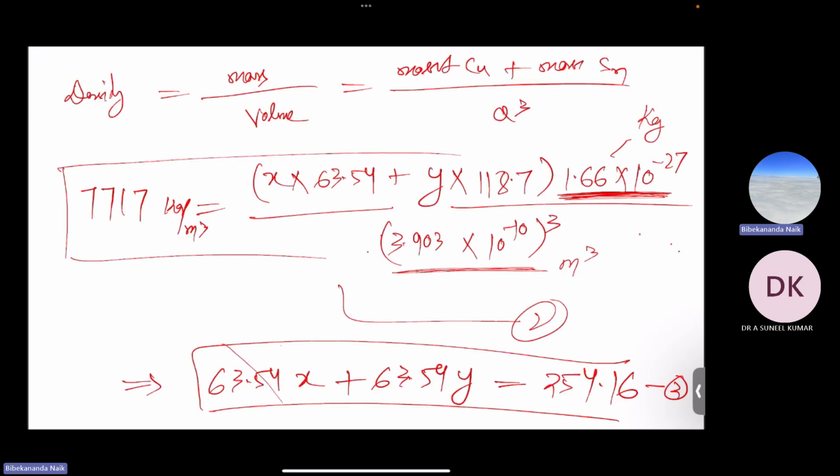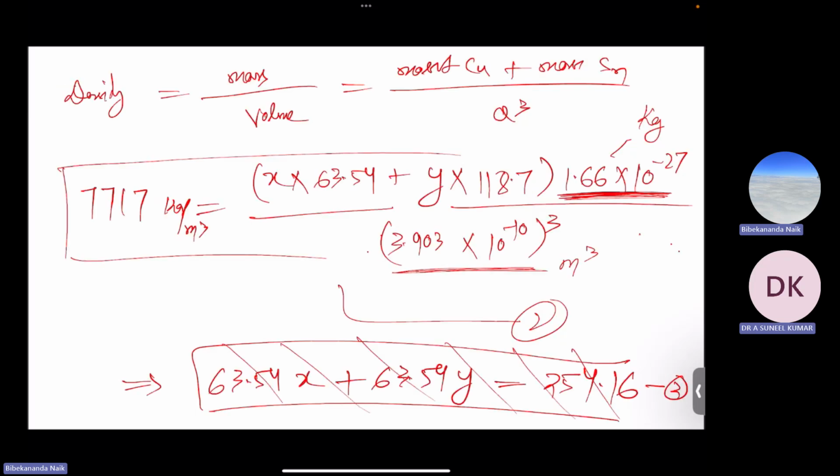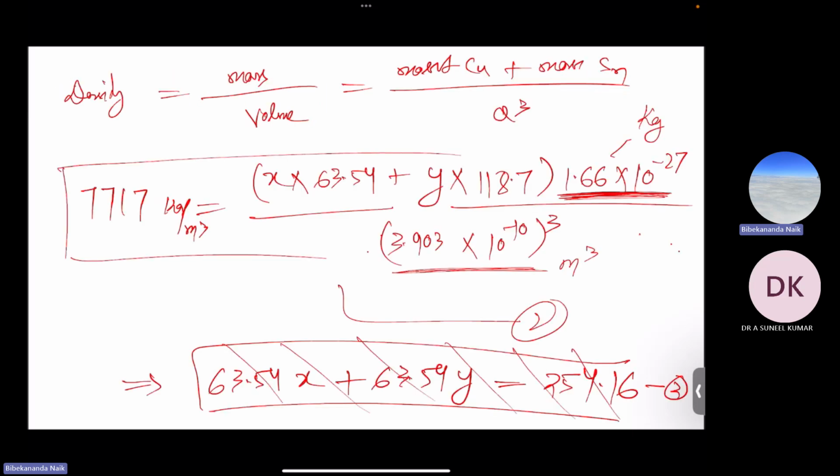So if you simplify equation 2, this is not correct. Actually, if you multiply 63.54 with equation 1, you will get this equation. So if you simplify equation 2, you will get 63.54x plus 118.7y equals 276.40. This is equation 2, because it is 63.54x and 118.7y.